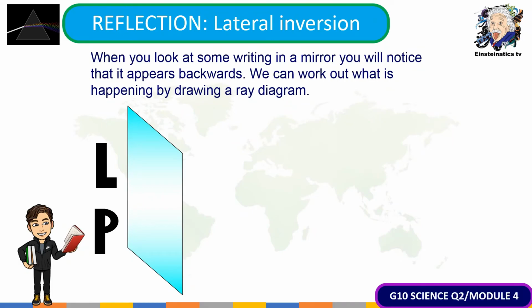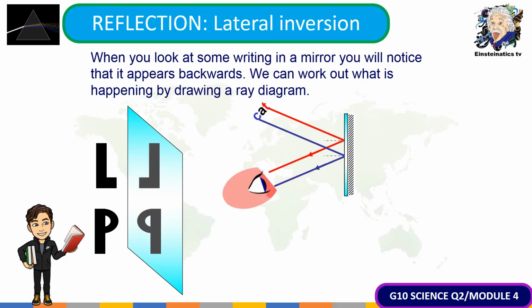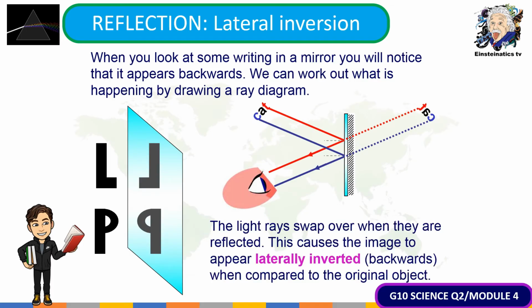Another characteristic ng reflection is yung tinatawag na lateral inversion. Kung mapapansin mo, if you put something or a word on the mirror, makikita mo that some of the letters appear to be backward. So, we can work out what is happening by drawing a ray diagram. So, kung titingnan natin, yung light rays swap over when they are reflected. And this causes the image to appear laterally inverted or backwards when compared to the original object. So, ito yung rason kung bakit nakikita natin yung mga letters as baliktad.